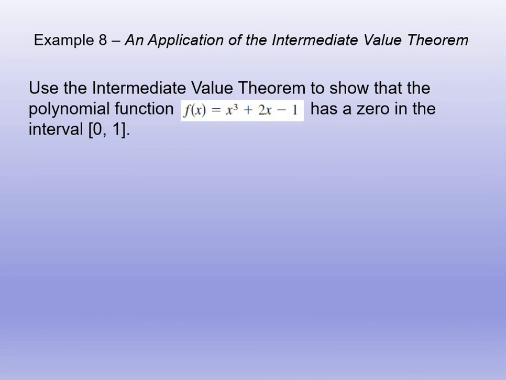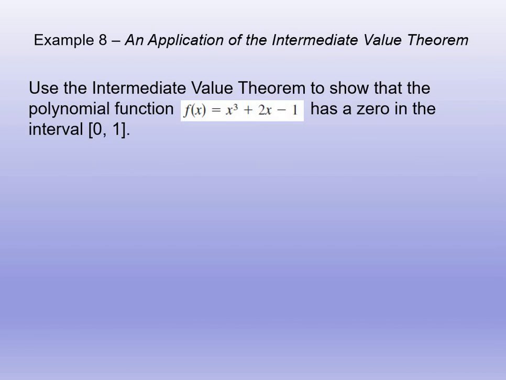And so on your homework, you're going to apply the same thing. It says use the intermediate value theorem to show that the polynomial function f of x equals x cubed plus 2x minus 1 has a zero in the interval 0 to 1. So this is where we have to do what? We're really just going to substitute in the two endpoints on the interval. We're going to substitute in 0 into the function, and we're going to substitute 1 into the function. And we're going to look for a sign change. So what's going to happen?